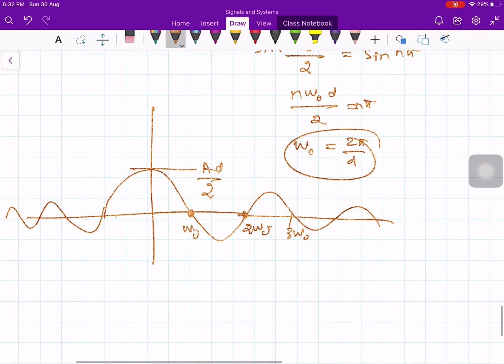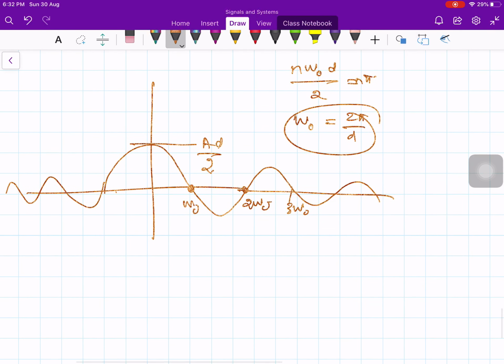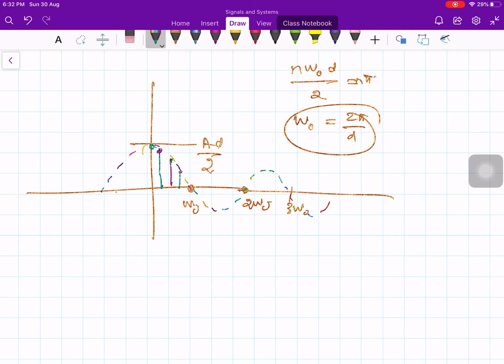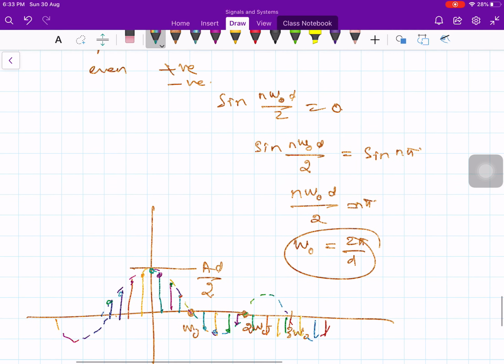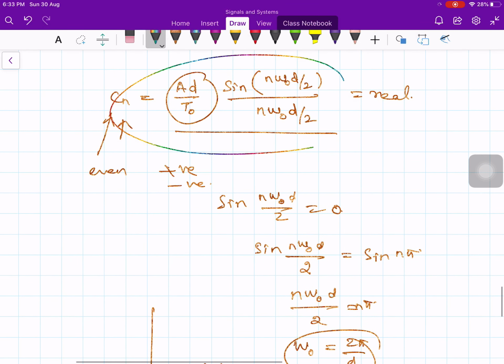So the nature of the spectrum for a periodic pulse train is not a continuous spectrum. It is a trace of the spectrum, but you have a discrete spectrum like this, a line spectrum. So what is x of t in this case? x of t is equal to the sum from n equals minus infinity to plus infinity of Cn times e to the j n omega naught t, and Cn is given. Cn is A d by t0 times sine of n omega naught d by 2 divided by n omega naught d by 2.